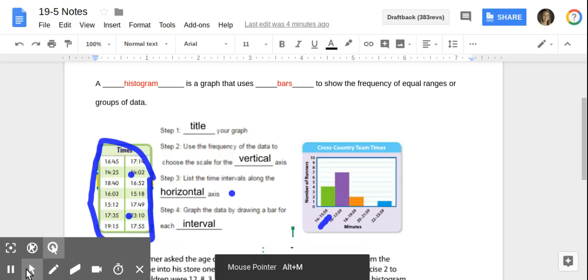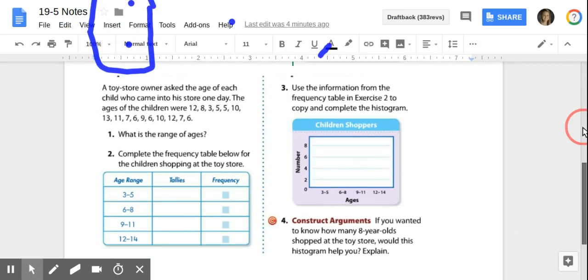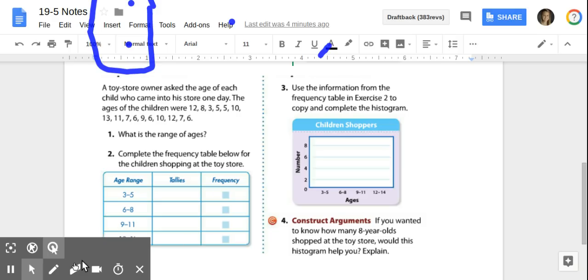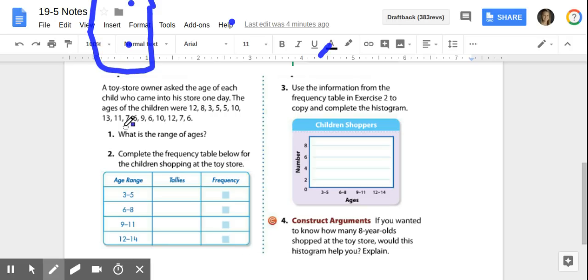So now it's our turn to make one. A store owner asked the age of each child who came into his store one day. The ages of the children were as listed. What is the range of ages? So you know how to find range. It's the biggest number minus the smallest number. So I see the biggest number is 13, it looks like. And the youngest kid was 3. So find the range of that. 13 minus 3 would be 10.